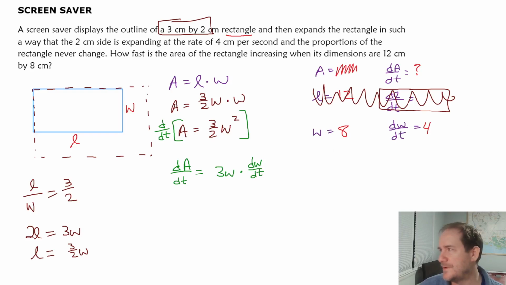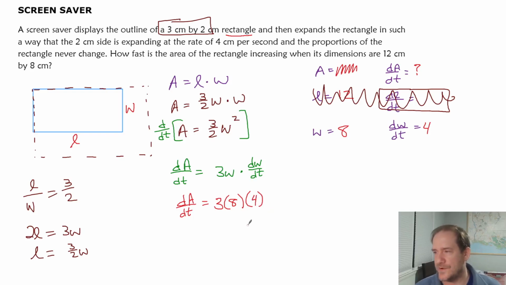And at this point we're just substituting. dA/dt is what we eventually want to solve for. 3 stays 3. W we're substituting in. W is worth 8 at the moment in time that we care about, so in goes an 8. And we were told that the rate of change of W was that it was increasing at a rate of 4 units per second, so in goes 4. But that's it. This was a pretty simple one.